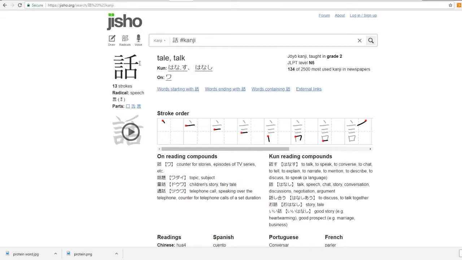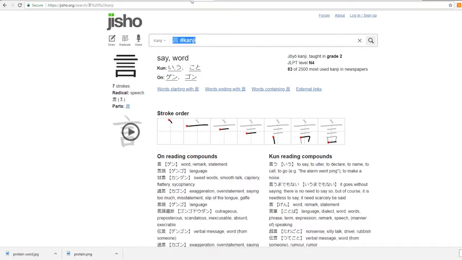Next one we're going to look at is tale or talk. This has the kanji for say, which is up next, and the kanji for tongue. The one on the right is tongue. When you look at this, I think say and tongue, like tongue-in-cheek, tale. I just think when I talk a lot with my tongue, I'm telling a tale. The kunyomi for it is going to be hanasu, and the onyomi, I believe, is wa. So hanasu and wa, or hanashi is another kunyomi reading.